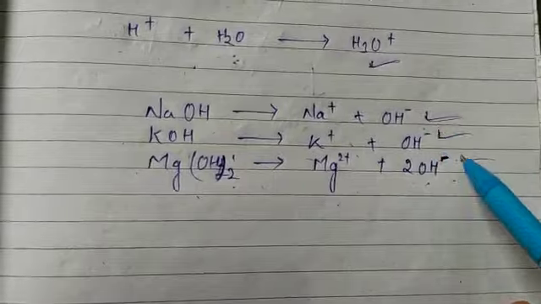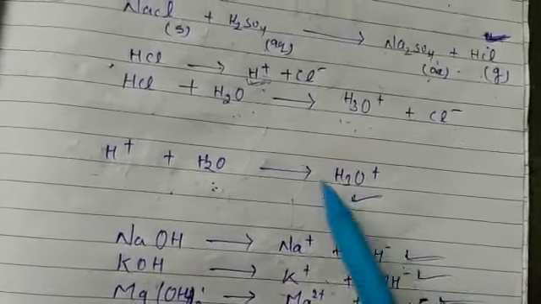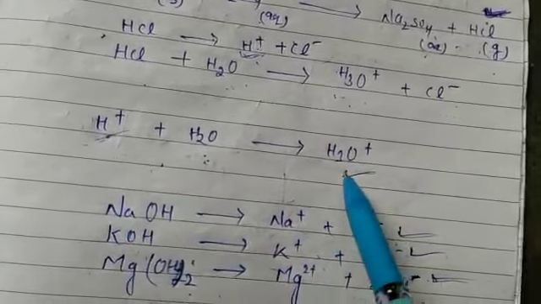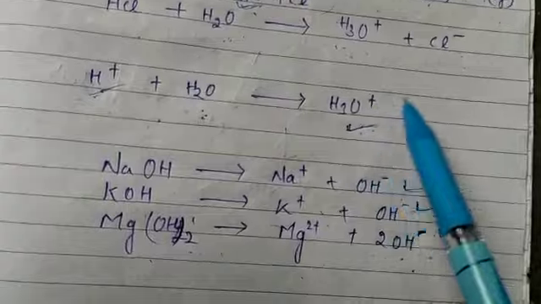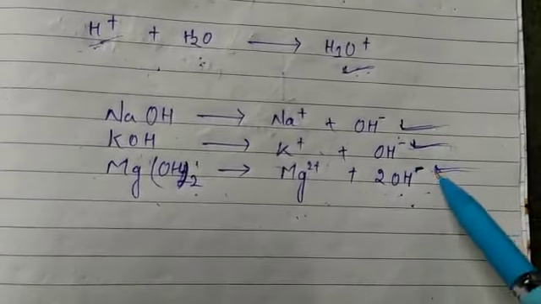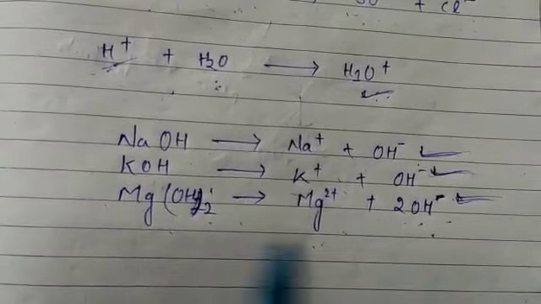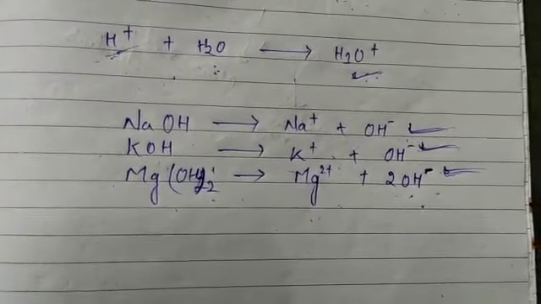In all the cases, all the bases will give hydroxide ion and all the acids will give H plus ion or hydronium ion. So acids are giving H plus or hydronium ion, and if you take a base, you can see that all the bases will give hydroxide ion. So now we are clear that acids give H plus ion, bases give OH minus ion.